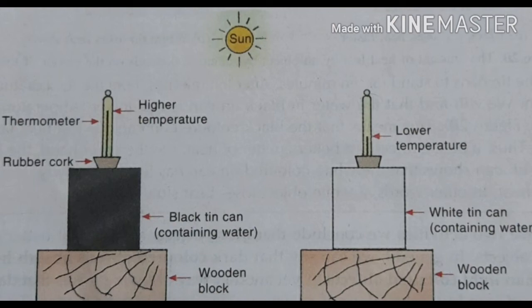We can see that water in the black tin can is at a higher temperature than in the white tin can. Since the temperature of water in the black tin can is higher, it shows that the black colored tin can absorbs more heat of the sun. From this activity, we can conclude that a black object absorbs more heat radiations than a white object.